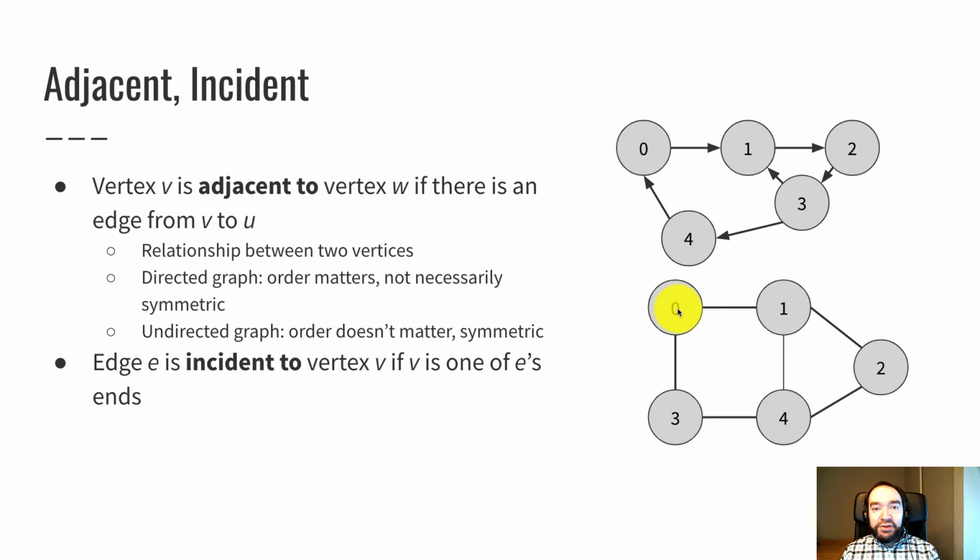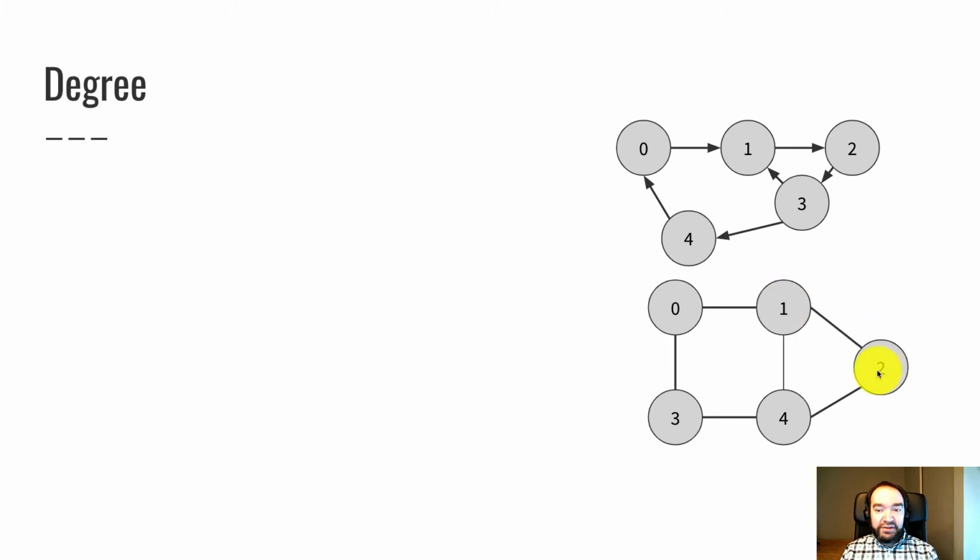Incident to is the word we use to say when an edge and vertex touch each other. So adjacent is between two vertices, incident is between a vertex and an edge. Edge E is incident to vertex V if V is one of E's ends. So again, that's a relationship between an edge and a vertex. So this edge here is incident to vertex 4 and incident to vertex 3. Down in the undirected graph, this edge in the top right corner is incident to vertex 1 and incident to vertex 2. It touches those vertices.